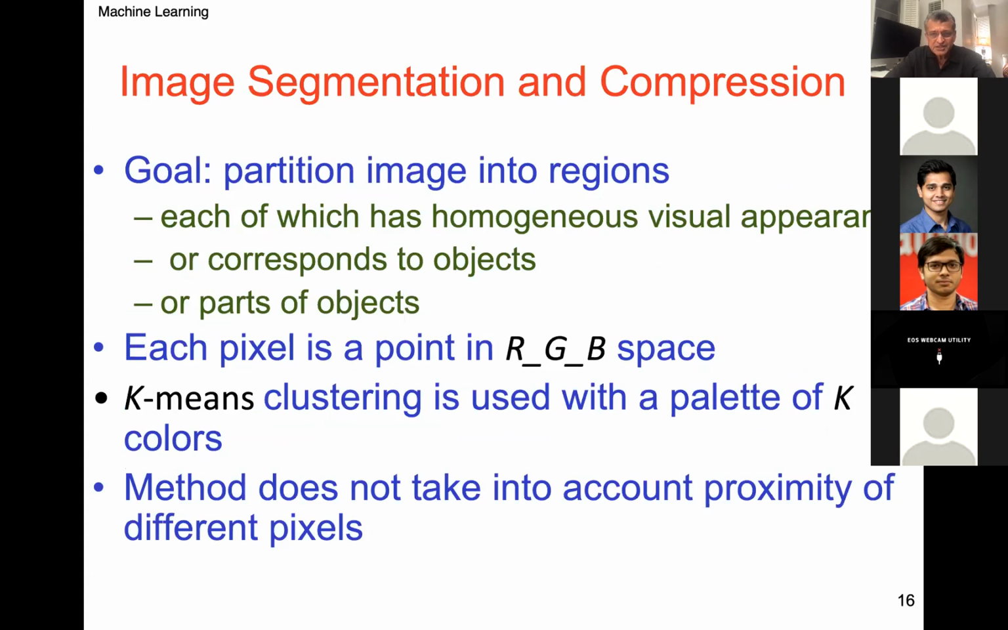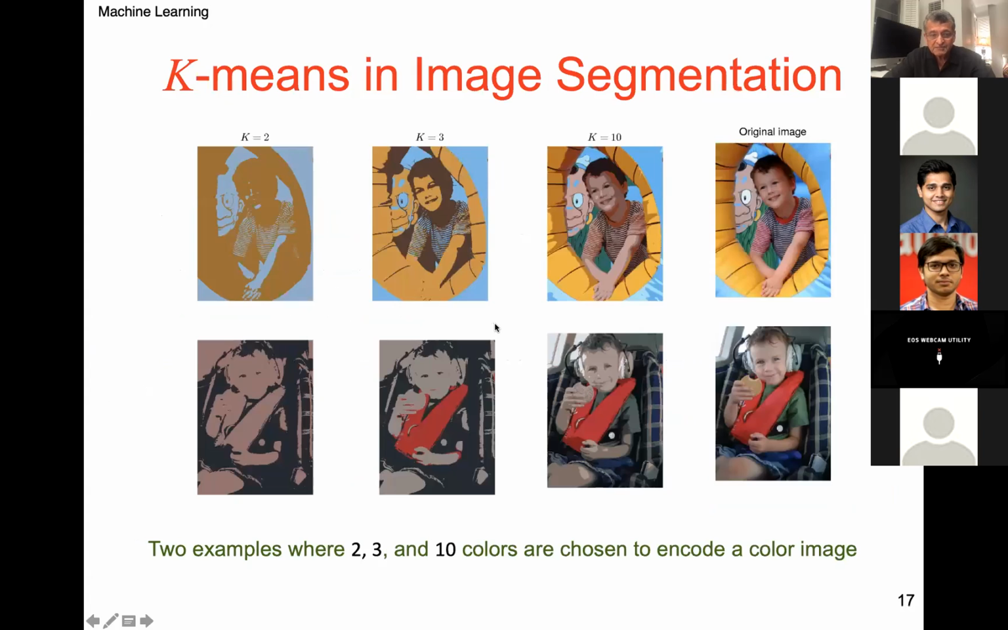It can be applied for image segmentation and compression, which is partitioning the image into regions. Each pixel is a point in RGB space, and there are all kinds of applications. It's a very clever algorithm. K-means can be used, with k equal to 2, k equal to 3. Some image was given here, and they were clustering these pixel values into two classes, two different colors. This is three colors here. This has got 10 colors here.